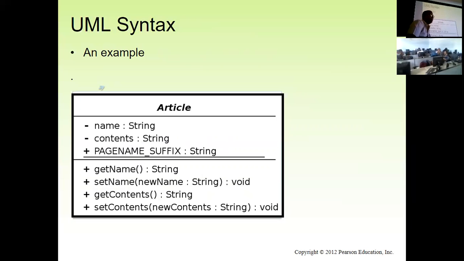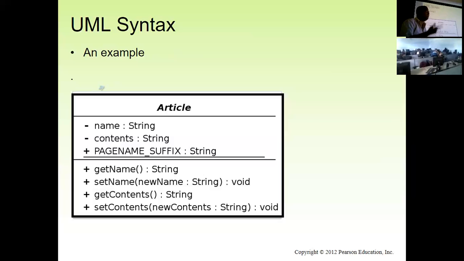Then, in the third segment, we write the methods or the operations. Notice all of our methods in this case have the plus, and that therefore means that they are public. Then we also have the colon and the type. Now in this case, the type that comes after the colon is talking about what is returned by the method. Yes? What is returned by the method?